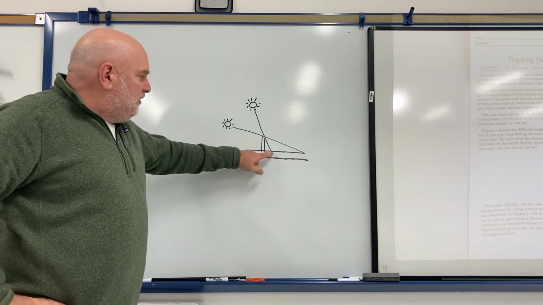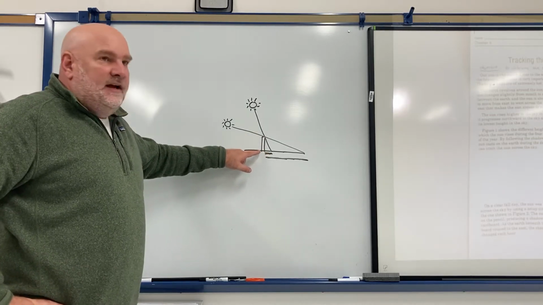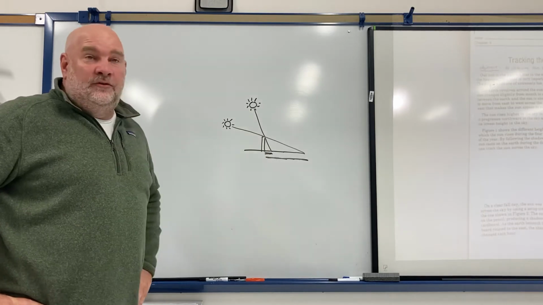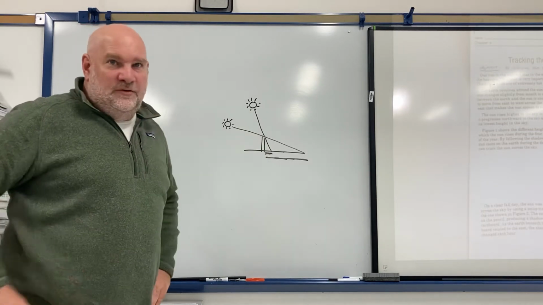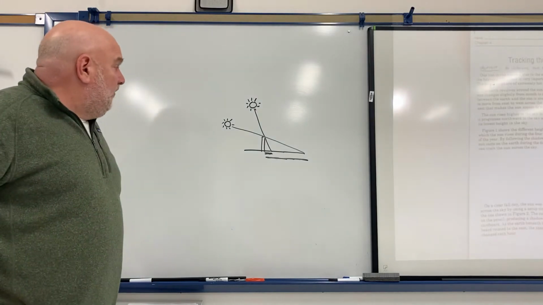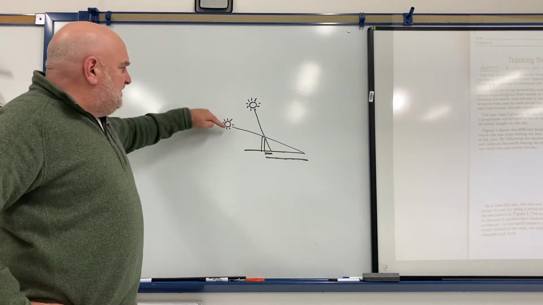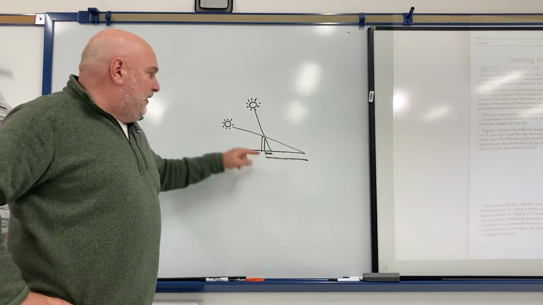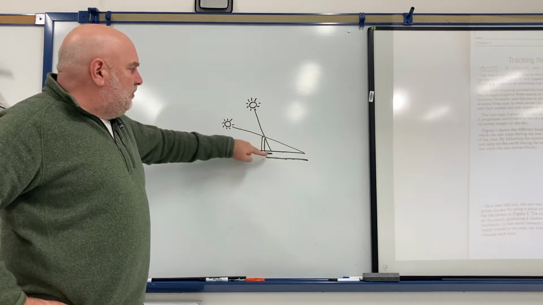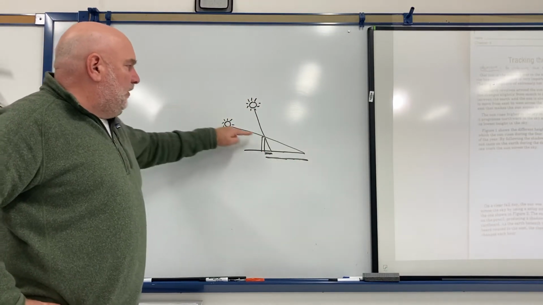If I know the length of the shadow and I know the height of the stick, I can actually calculate what that angle is too. But we don't need to do that for this lab. All right, so I can determine how high the sun is in the sky based on the length of the shadow. Sun's higher in the sky, shorter shadow. Sun's lower in the sky, longer shadow.